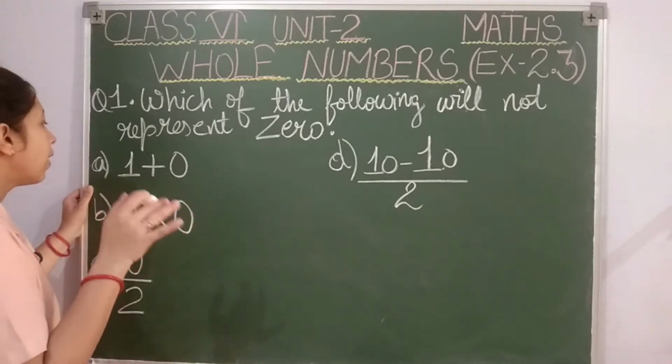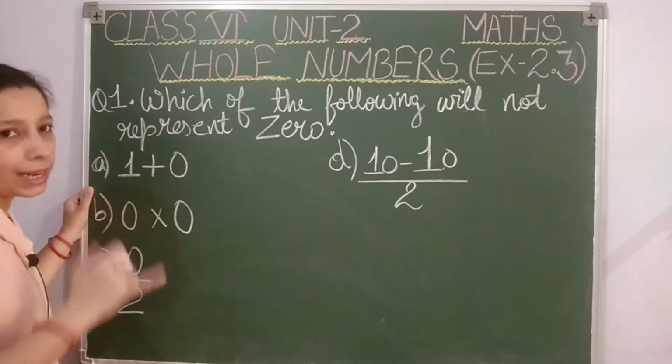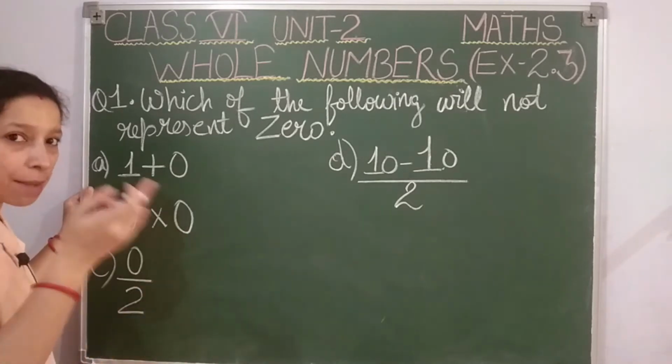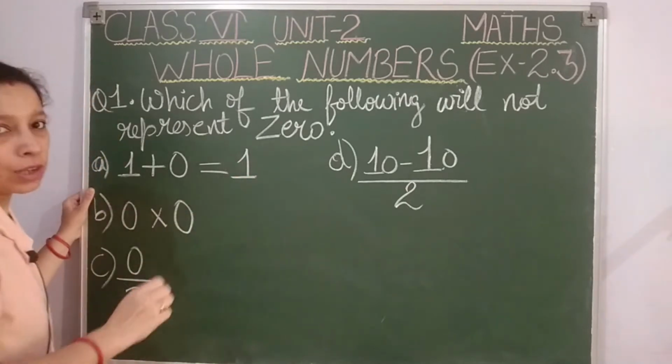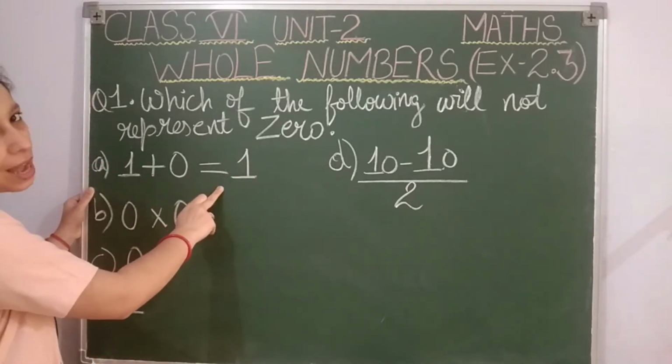So we know that whenever we add 0 to any number, what is the answer? That same number is the answer students. So here 1 plus 0 will give you 1. So means we are not getting 0 as the answer here.